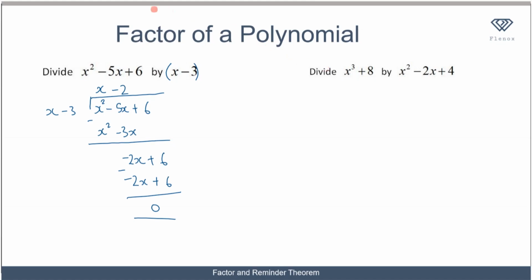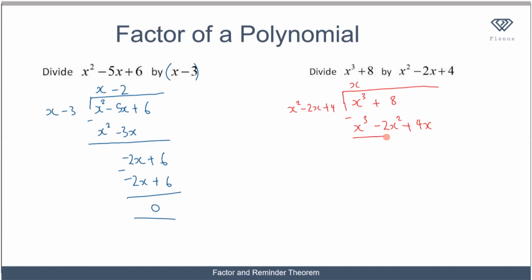Now let's check out the other example here. We have worked it out before, but we're going to do it again for the sake of clarity. So we have x cubed plus 8 divided by x squared minus 2x plus 4. So what do we have here? We have x times this, which will give me x cubed minus 2x squared, then plus 4x.